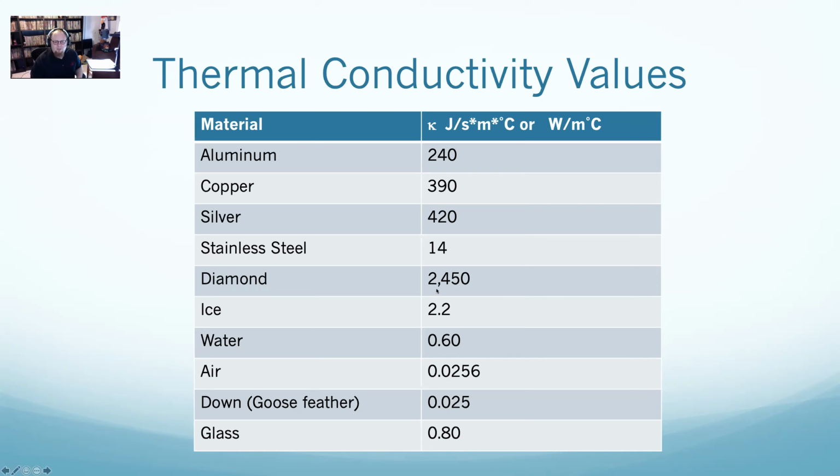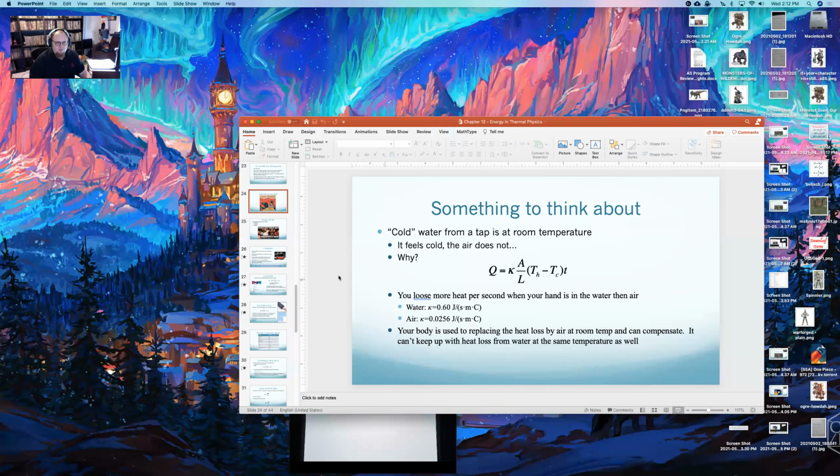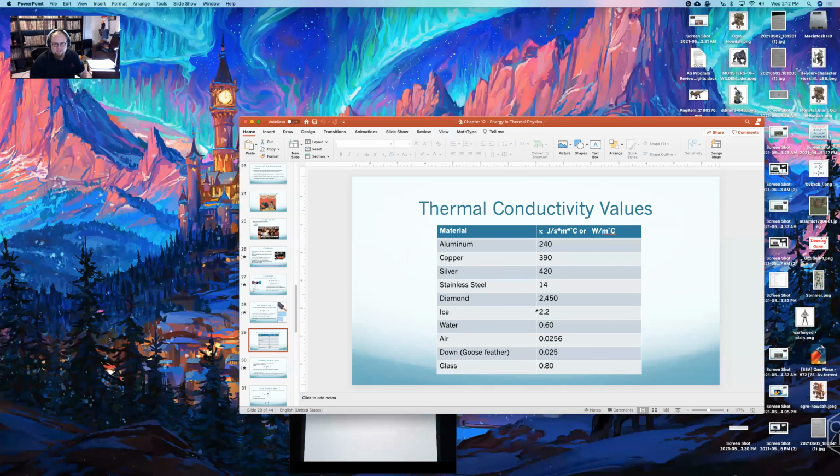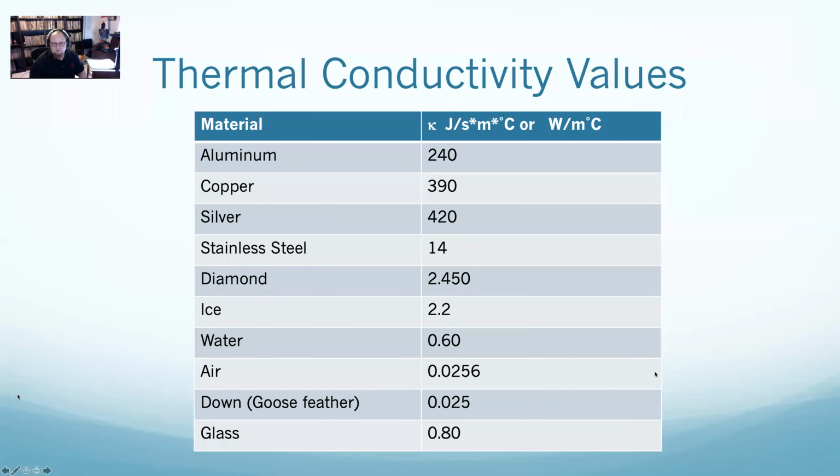I think that's a typo on diamond. In fact, I know that's a typo on diamond. I don't know the number off the top of my head, but that number is not possible. I'm going to say this should be 2.4, but I would double check that. That might be 2,450. It might be 2.45. I'm pretty sure it's 2.45, but I would check that at the end of class.